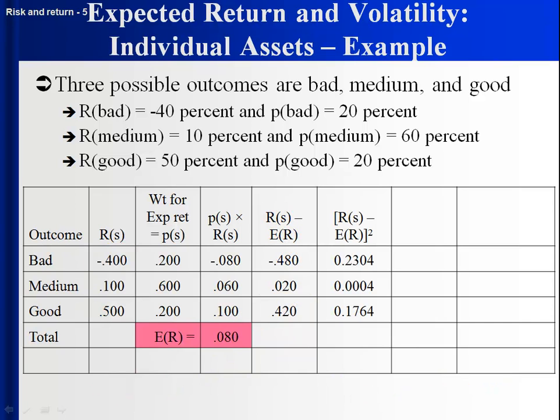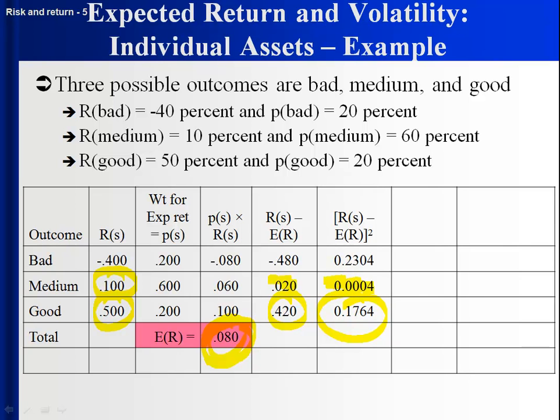Next step is to square the deviations. Negative 0.48 squared is 0.2304. For medium, 0.02 squared is 0.0004. Notice you get a really small squared deviation because you had a small deviation: if things turn out medium, it's at 10, the expected was 8, so you're close and the deviation is small. If you're at good, you're at 50, which is substantially higher than what we expect. Square it, and you get another big deviation.